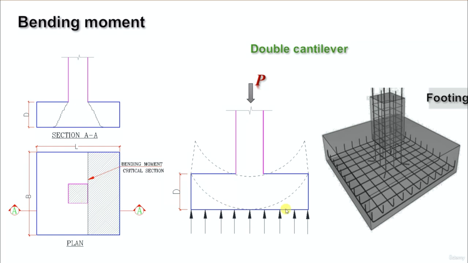So in order to resist this bending moment, we have to provide the reinforcement like this, like a mat. So in the image you can see this is how the footing reinforcement will be provided. So to resist that bending moment, we have to provide the reinforcement.